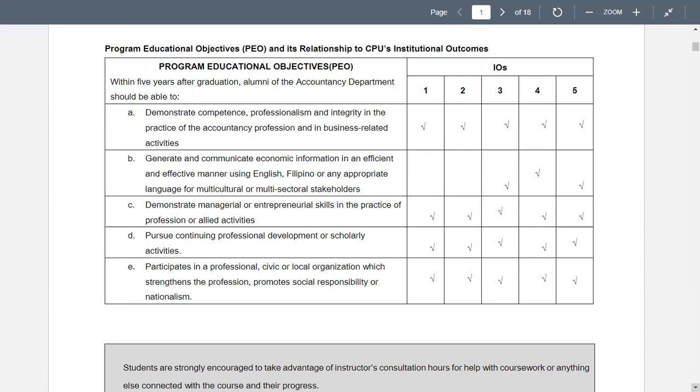Generate and communicate economic information in an efficient and effective manner using English, Filipino, or any appropriate language for multicultural or multi-sectoral stakeholders. Demonstrate managerial or entrepreneurial skills in the practice of profession or allied activities. Pursue continuing professional development or scholarly activities. Participate in a professional, civic, or local organization which strengthens the profession and promotes social responsibility or nationalism.